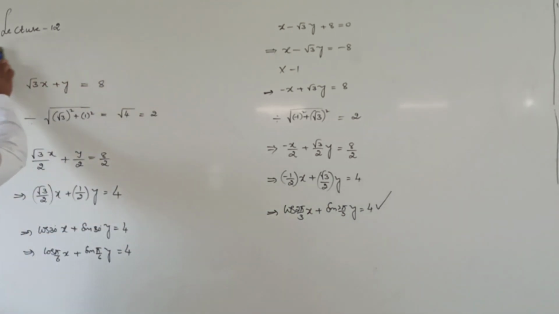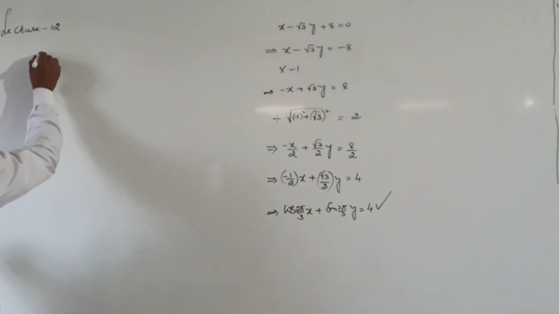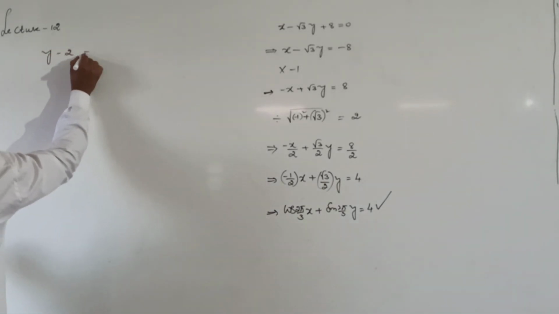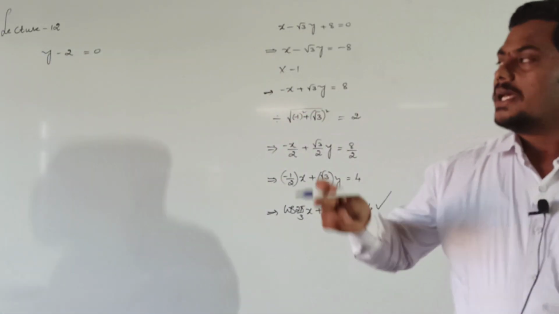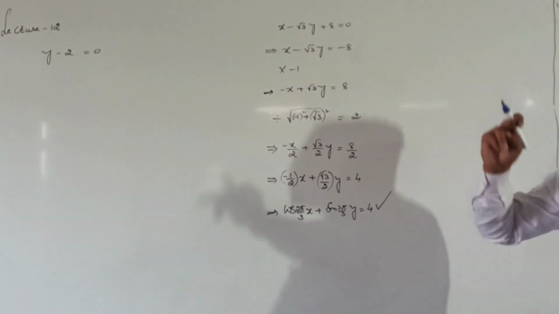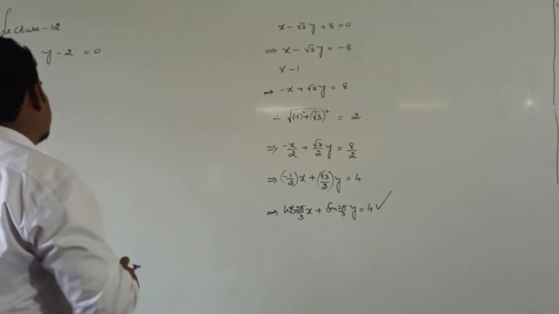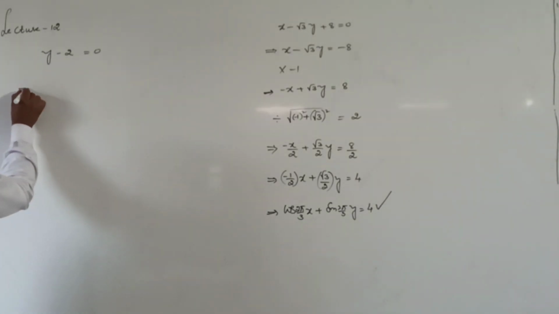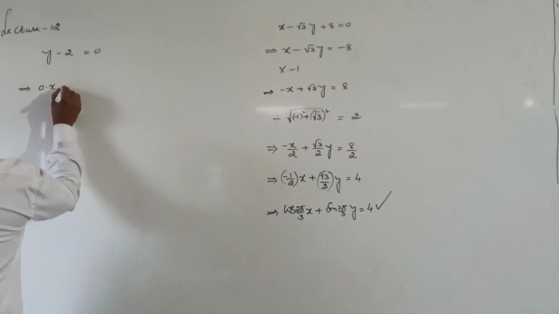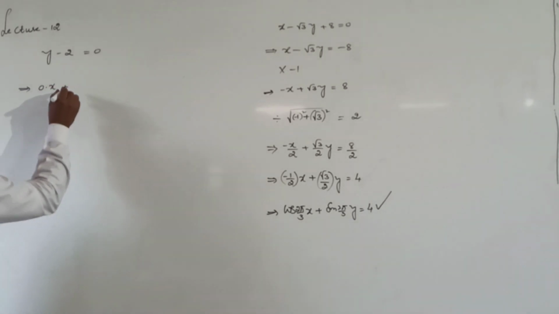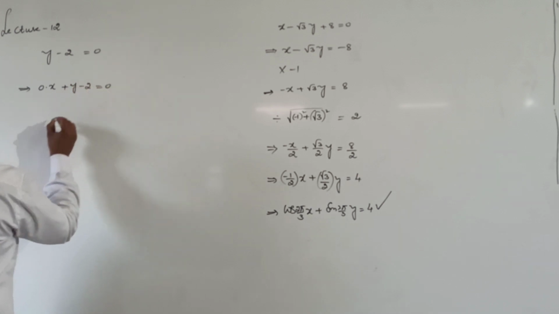Next, reduce the equation y minus 2 equal to 0 into normal form. In this case, the x term is not given, right? X term not given means simply take its coefficient as 0. 0 into x plus y minus 2 is equal to 0.